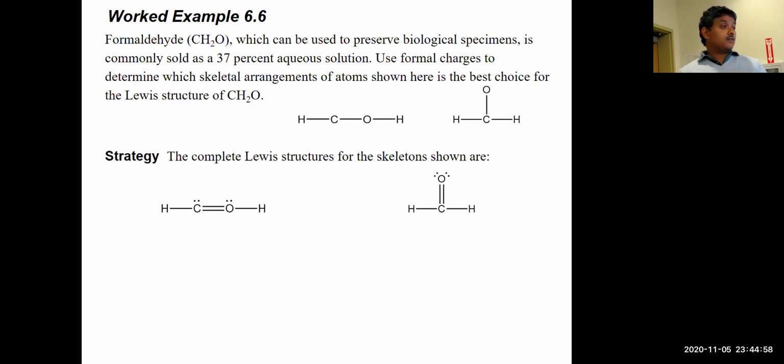Most of the biology guys already know about this. It is commonly sold as a 37% aqueous solution called formalin, if you're looking for a name.